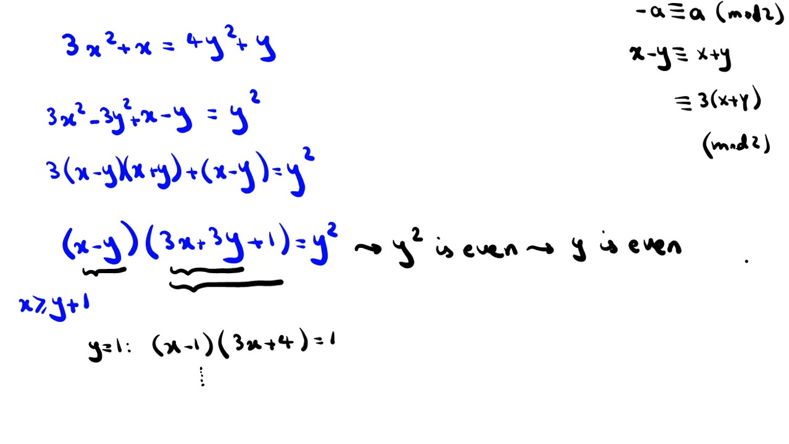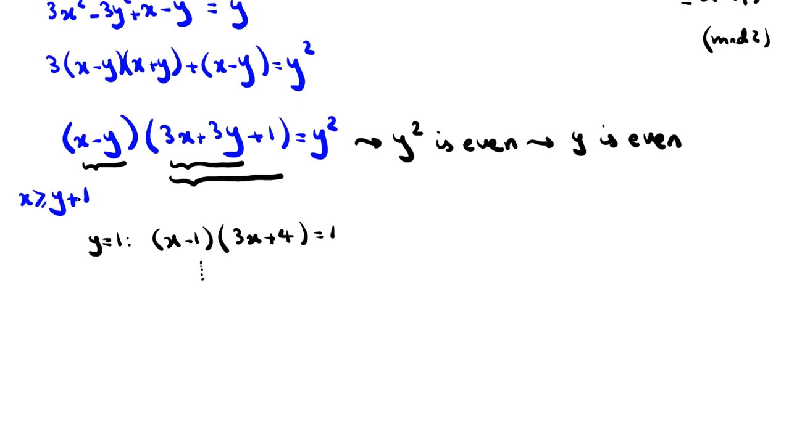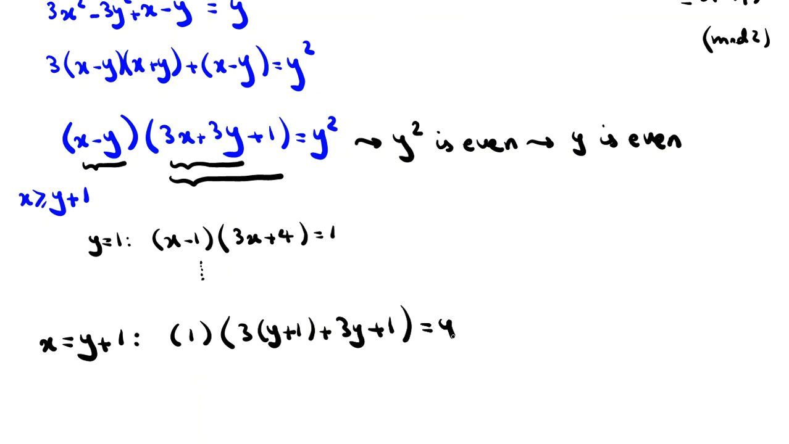Then we can say, okay, for each y we want the minimum x. The problem says find the minimum x. So for example, if x equals y plus 1, then what happens? So x minus y will be 1. And 3x will be 3y plus 3, plus 3y, so it will be 6y. Or if I write 1 times 3x, it will be 3y plus 3 plus 3y plus 1 equals y squared. Now it will be 6y plus 3 plus 1, 4, equal to y squared.